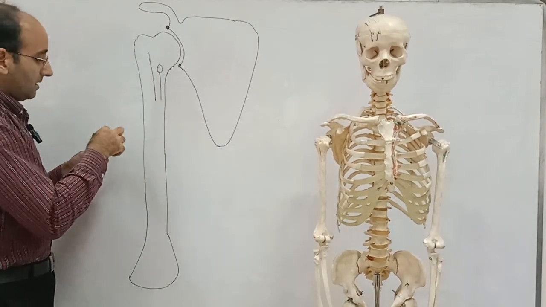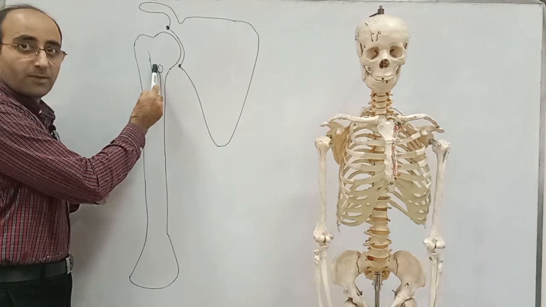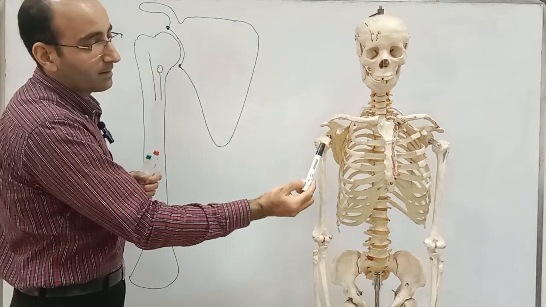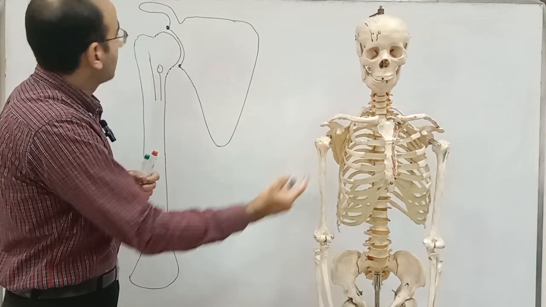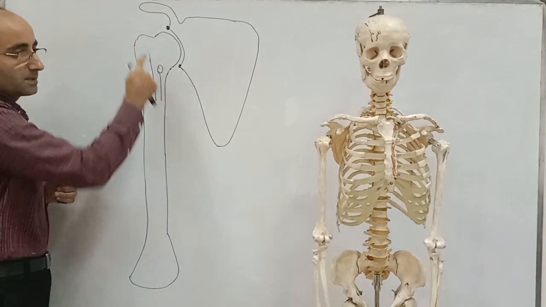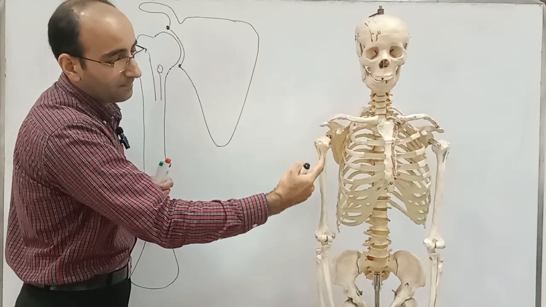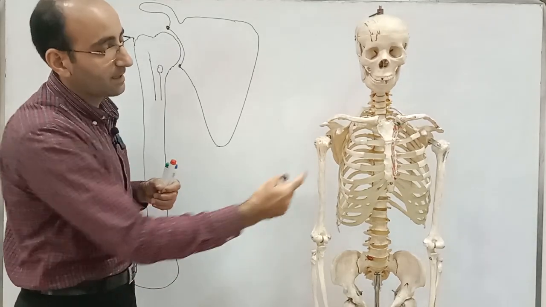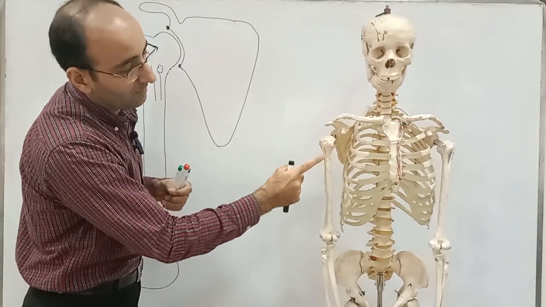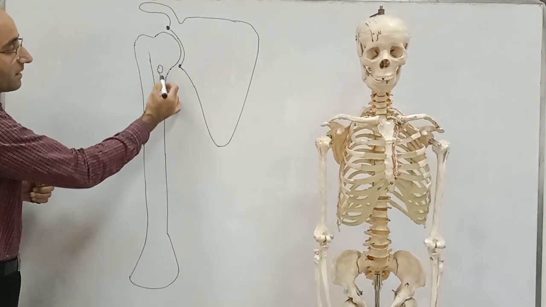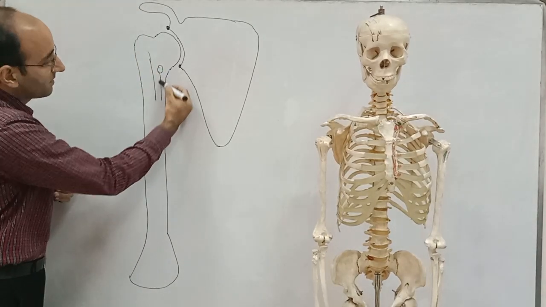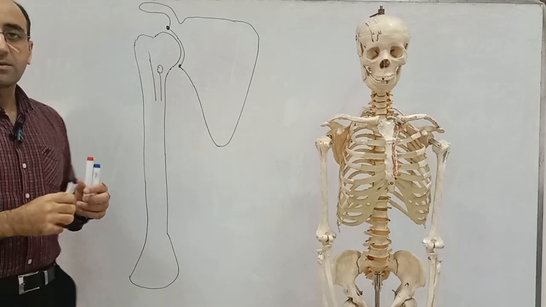Then this structure here is the lesser tubercle of the humerus. The lesser tubercle in the skeleton is over here. This is the greater tubercle of humerus, and the greater tubercle is over here. Between these tubercles is the intertubercular sulcus, which has a medial lip and a lateral lip. So I have drawn the medial and lateral lips of the intertubercular sulcus. This is the medial lip and this is the lateral lip of the intertubercular sulcus.